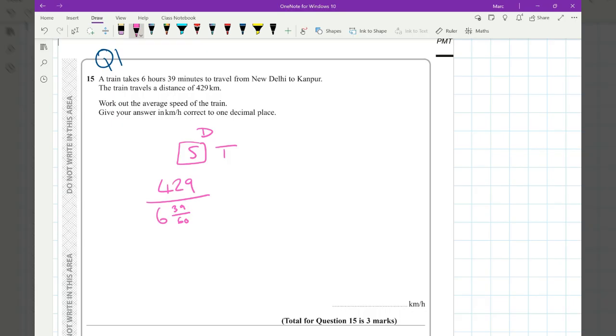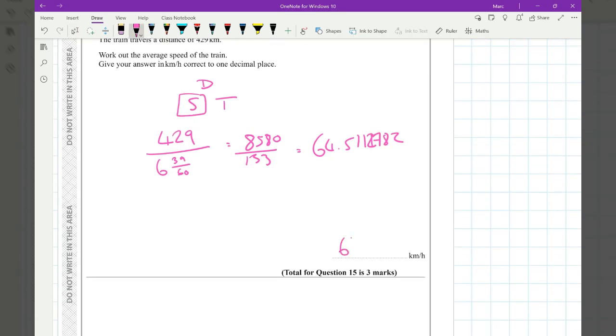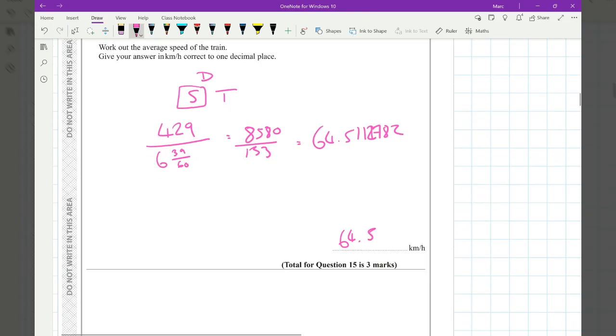All right, so type in 429, then hit your fraction button before you do anything else. And that should put 429 on the top of the fraction. Next, hit shift and the fraction button, and at the bottom, it will create a mixed number for you to then put 6 and 39 over 60. Why 39 over 60? Because there's 60 minutes in an hour. Okay, that has given me 8580 over 133, which I'm going to hit SD on. 64.5112782. So 64.5 gives me my first answer.